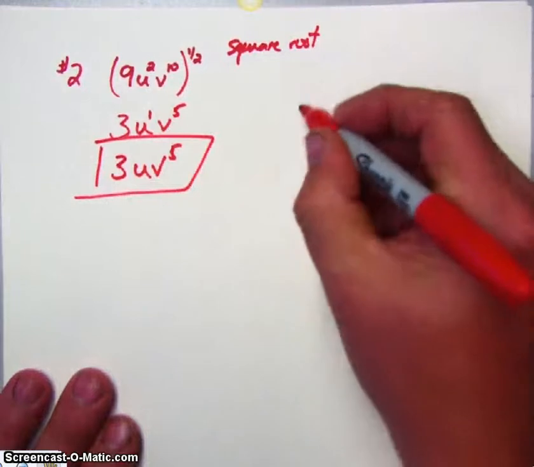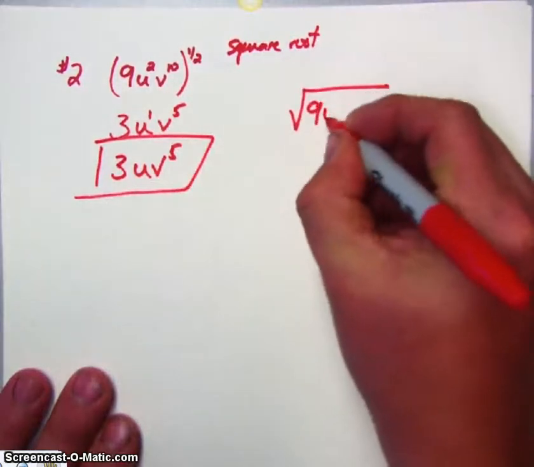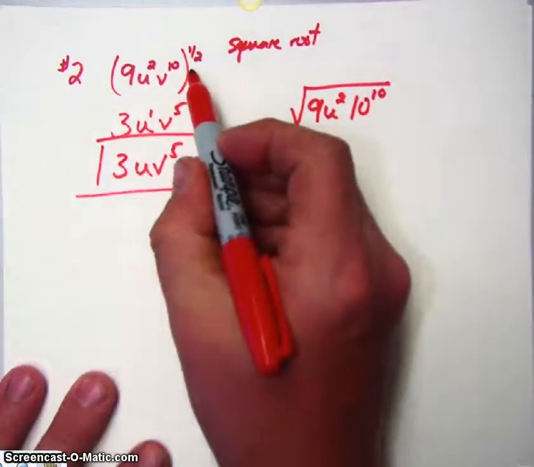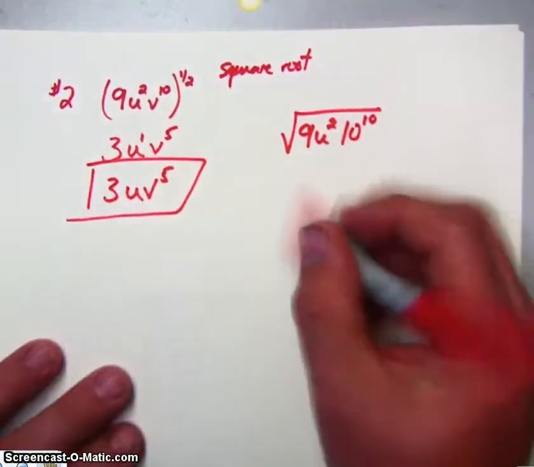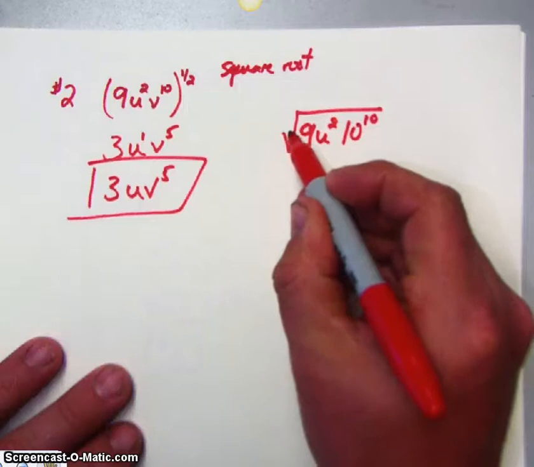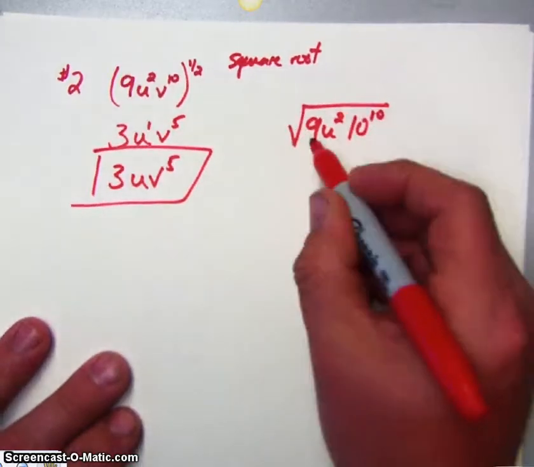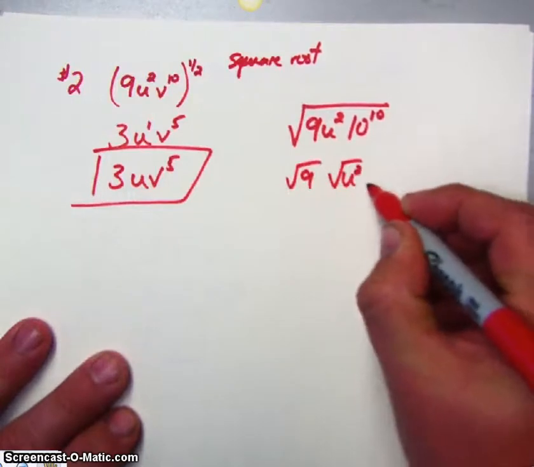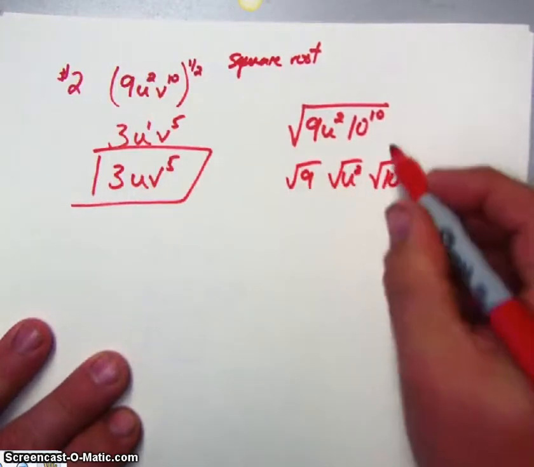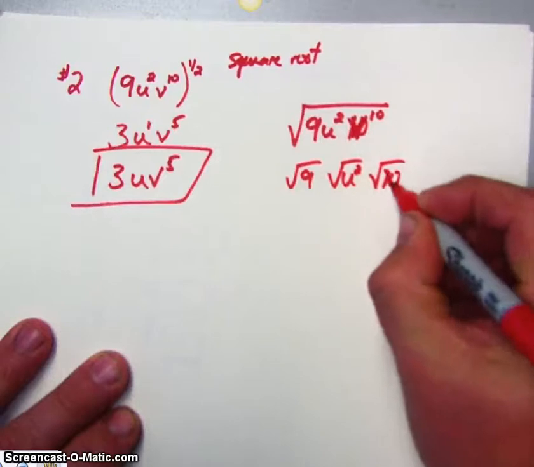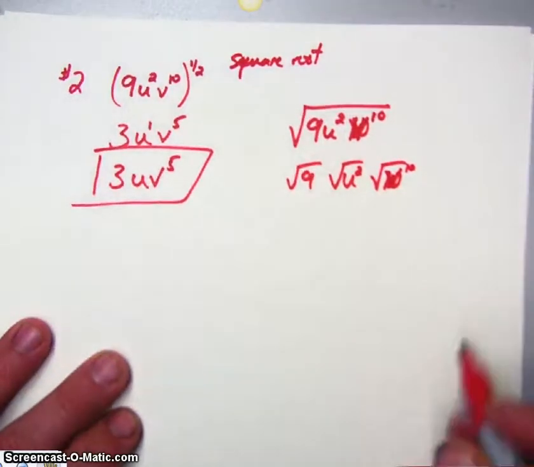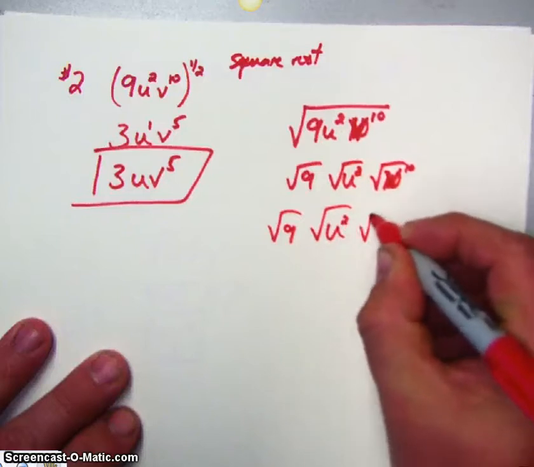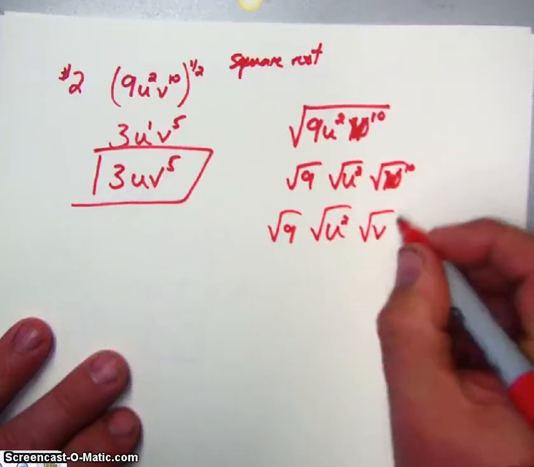Now, let's look at another way. Let's say if I had it this way, in radical form. See, this is an exponential form. In radical form, the index, there's no number there, so it's assumed to be a 2, so that means the square root. So you do the square root of 9, then the square root of u squared, and then the square root of v to the 10th power. Let me rewrite that. Square root of 9, square root of u squared, and square root of v to the 10th power.